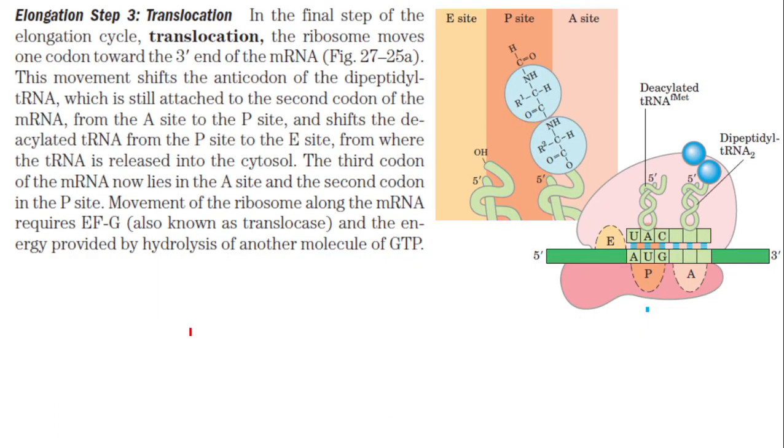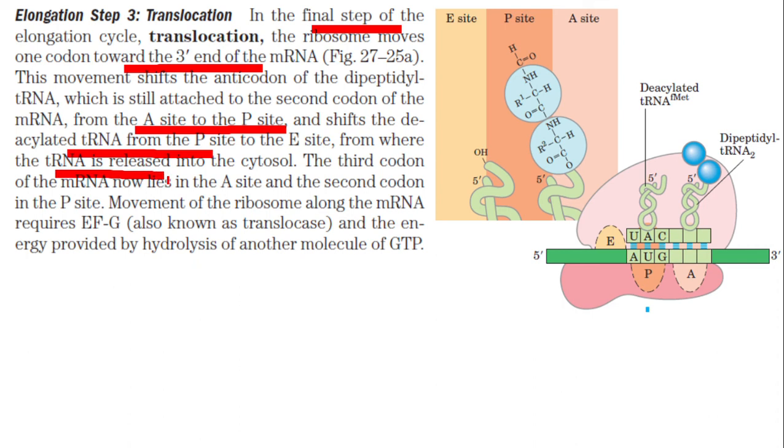Now there is translocation. What is translocation? The ribosome moves one codon towards the 3' end of the mRNA. This moves the anticodon of the dipeptidyl tRNA also. It is moving from the A site to the P site, and the deacylated tRNA that was in the E site is released from there.